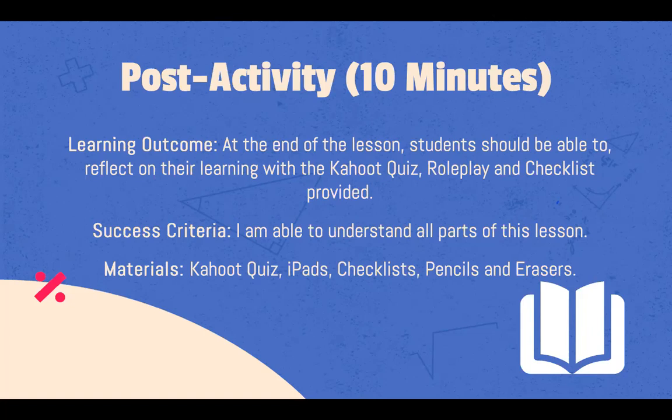The duration for this activity will be 10 minutes. The learning outcome for this activity is, at the end of the lesson, students should be able to reflect on their learning with the Kahoot quiz, role play, and checklist provided. This is where students achieve the non-cognitive learning outcome for this lesson. Whereas the success criteria is, I am able to understand all parts of this lesson. The materials used for this post activity would be Kahoot quiz, iPad, checklist, pencils, and erasers.